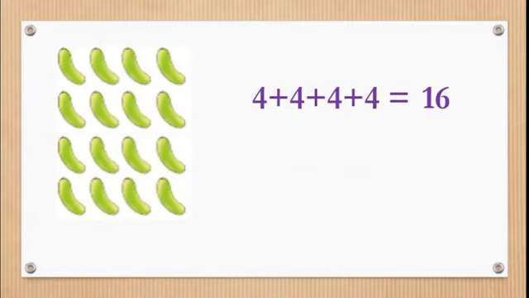Okay, in the second method what will we do? 4 times 4. So 4 multiplied by 4, that is equal to 16. Isn't it? The same answer we get by addition and also by multiplication. Okay.